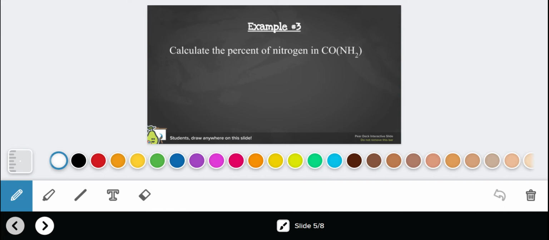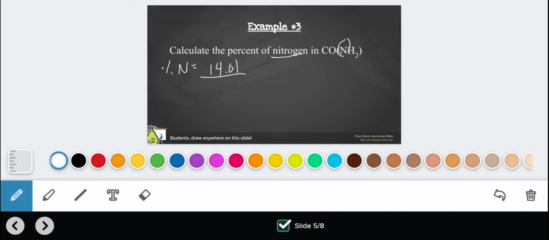And sometimes we don't want to find the percent of all the elements. Sometimes we just want the percent of one. So in this problem, it says calculate the percent of nitrogen in this compound. So again, to find our percent of nitrogen, we would need the mass of nitrogen. So in this instance, we have just the one nitrogen, which is a mass of 14.01 from our periodic table.